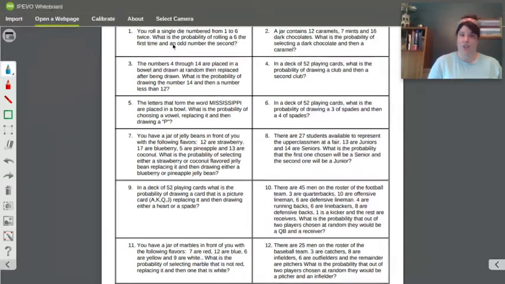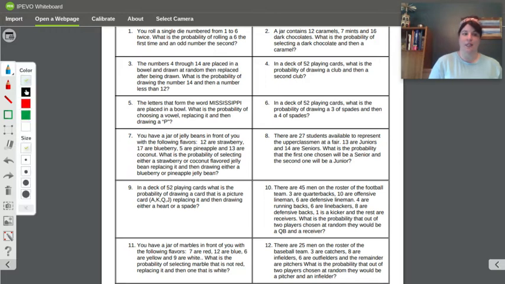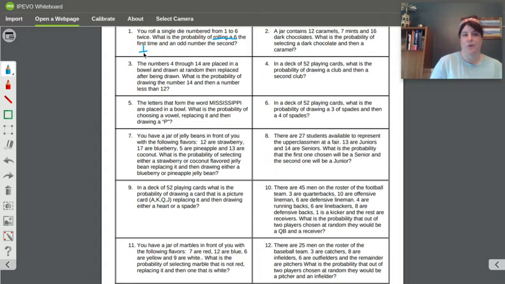It's a dice question. You roll a single die numbered from 1 to 6 twice. What's the probability of rolling a 6 the first time and an odd number the second? Well, this is very similar to what we did before. We'll keep blue. Okay, so our first die, we want to roll a 6. So we want to roll a 6 with this first one. So we have a 1 in 6 chance of doing that.